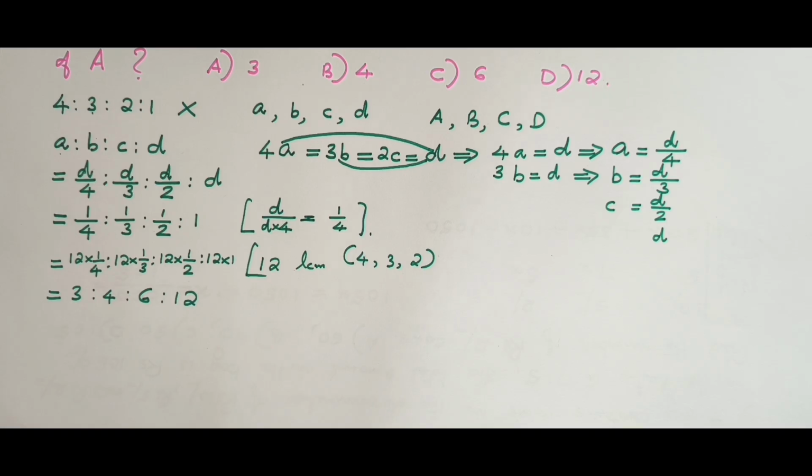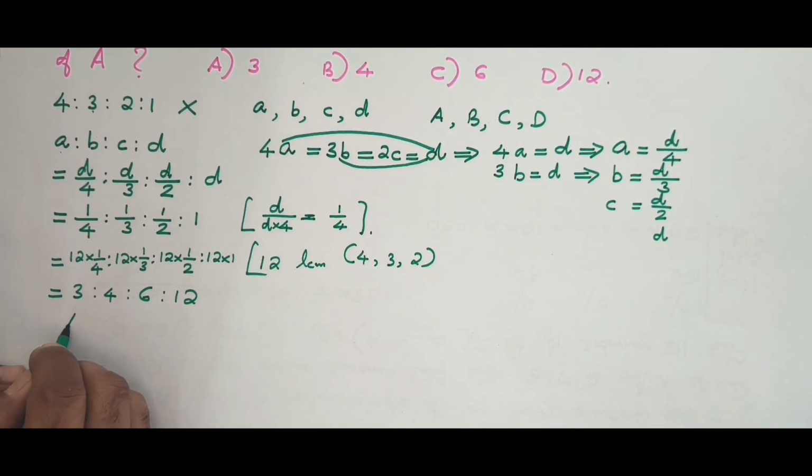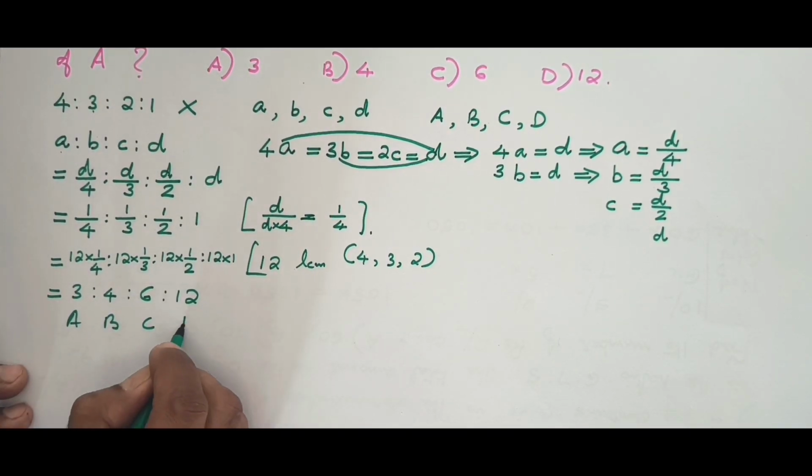Okay. Now that we have got the ratio, how do you find out the share of A? The question is about finding the amount received by A. See, this is A, this is B, this is C, this is D.